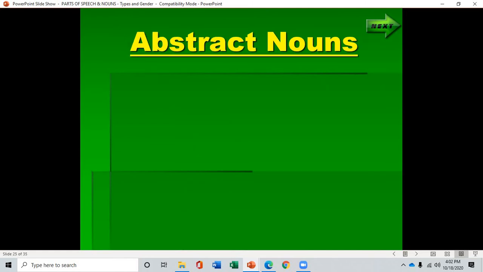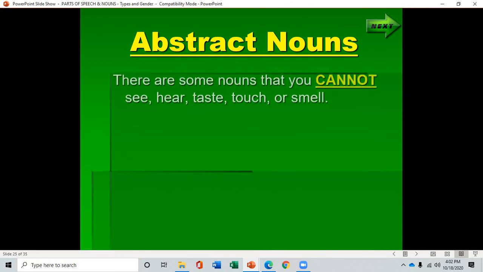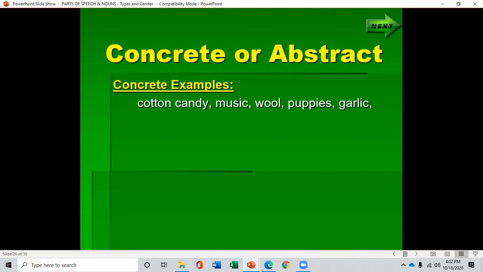Whereas in abstract nouns, these are the nouns that you cannot use your 5 senses. Okay. For example, sa concrete, we have cotton candy. Yes, we can taste the cotton candy. Music, we can hear the music. Wool, we can touch it. Puppies, yes, we can see and we can also touch. Garlic, we can smell, we can see. Okay. Cockroaches, spaghetti.